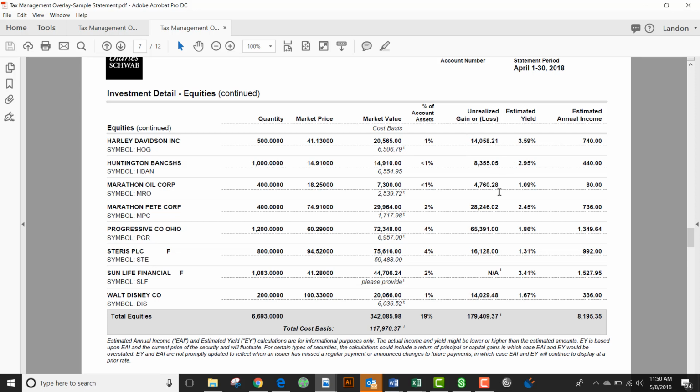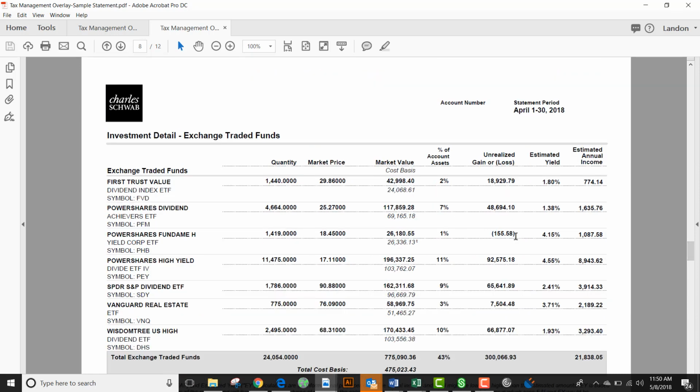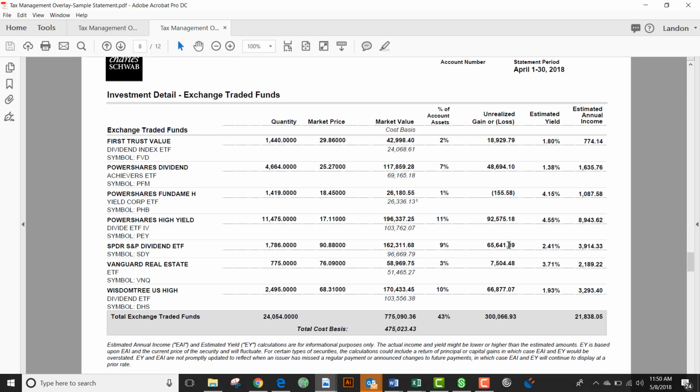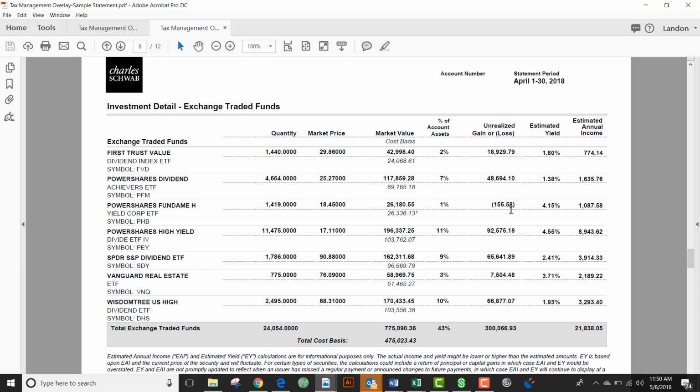You'd see parentheses if it were a loss. This Sun Life position, it was transferred in with the cost basis unknown, but it's got a very large gain as well. Here we go. We've got $155 loss in this one position right here. And that's the only one. So if we needed to sell some of these positions with gains this year and in 2018, and we had never prepared and done what we needed to do in previous years, we wouldn't have any losses to offset the gains that we're going to create.